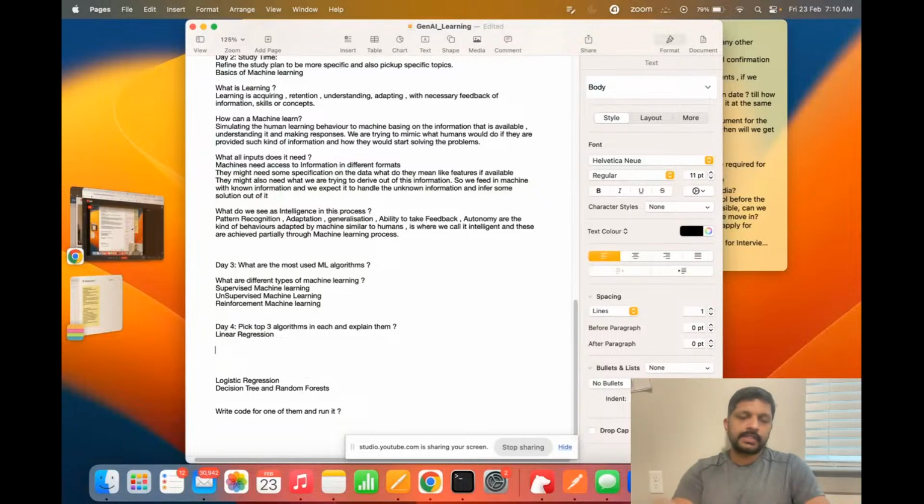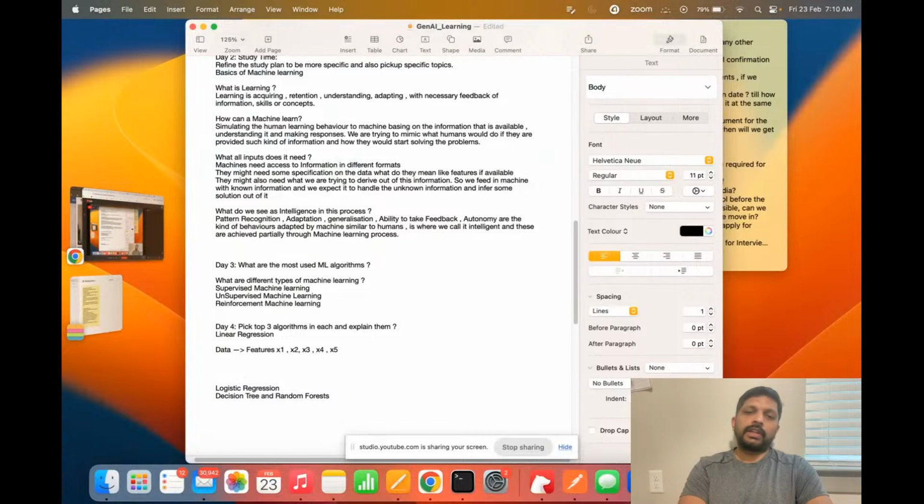So yesterday we discussed that, given there is some data, the data is represented by certain features. For now we'll assume the data has already been given in the format of features, like feature 1, feature 2, feature 3. I'll call them features x1, x2, x3, x4, x5, right? And then what are we trying to derive? The inference or prediction will be y.